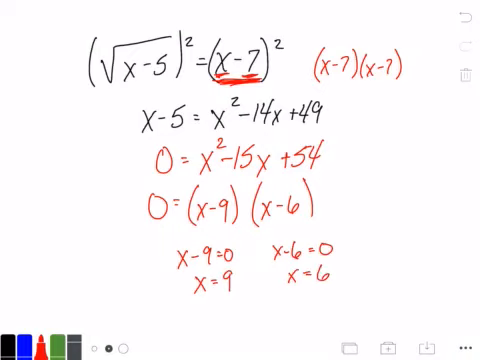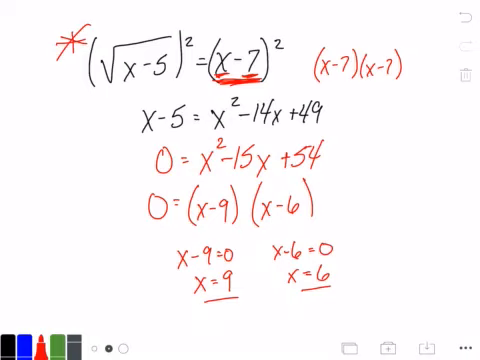Don't forget, you always have to check your work. Check your answers, I should say. So plug both of these values in for x in your original equation to see if they do equal what they say they equal. And on this particular problem, they will check out, and your answers are 9 and 6.